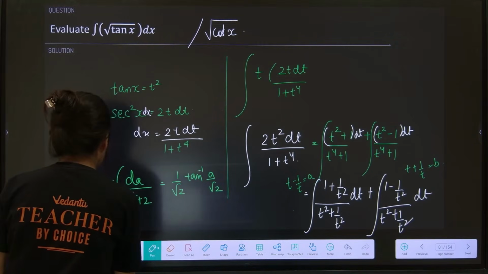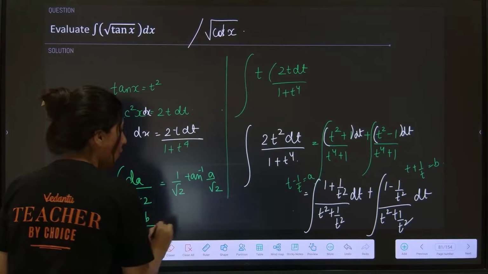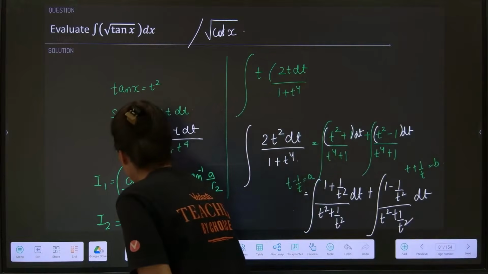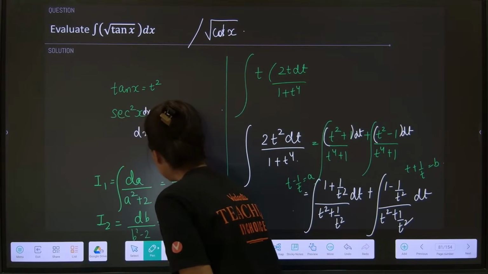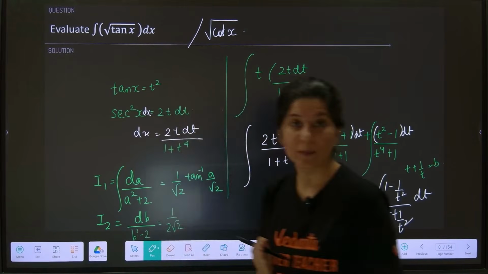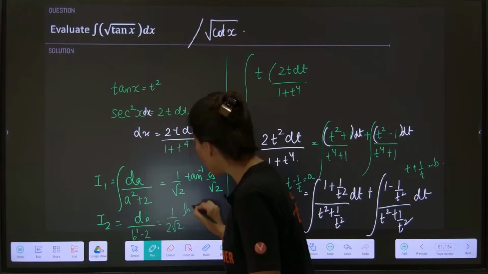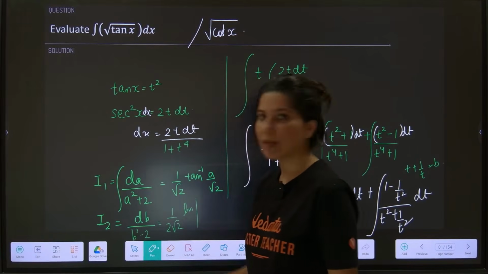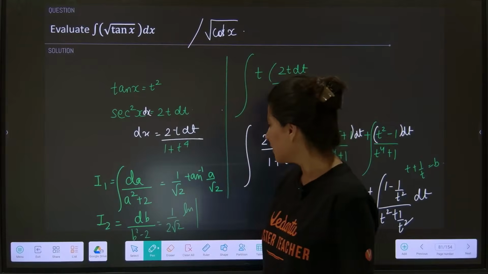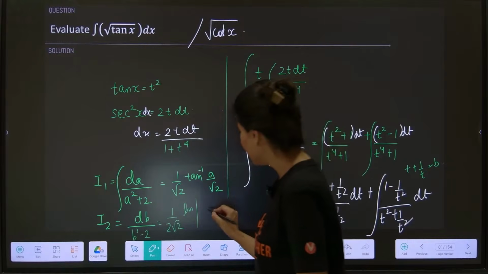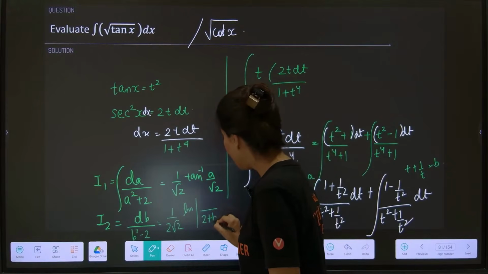What about I2? I2 will be again dB upon, if you square it, t square plus 1 by t square minus 2. So it is b square minus 2. So this is nothing but 1 upon 2 root 2. Remember, log formula for 1 upon x square minus a square: 1 upon 2a log of x minus a upon x plus a. So we get 1 upon 2 root 2 log of root 2 plus b and root 2 minus b.